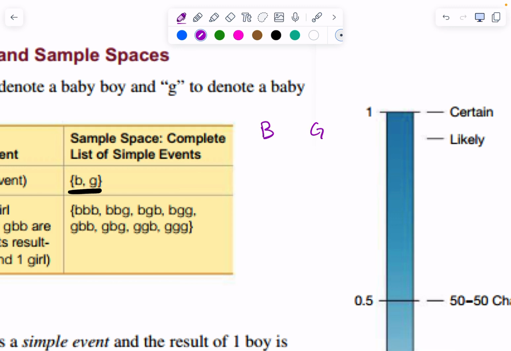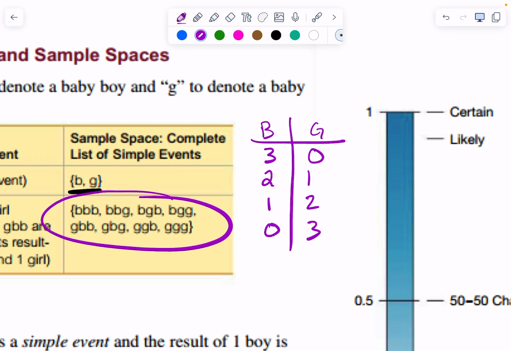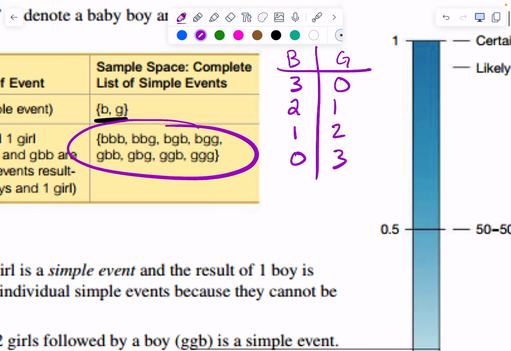Boys versus girls. Okay, I could have 3 boys and 0 girls. I could have 2 boys and 1 girl. I could have 1 boy and 2 girls. I could have 0 boys and 3 girls, right? And this is the list of possible events that I could have. How many are there? Combinations. 8. Do you know why there is 8?